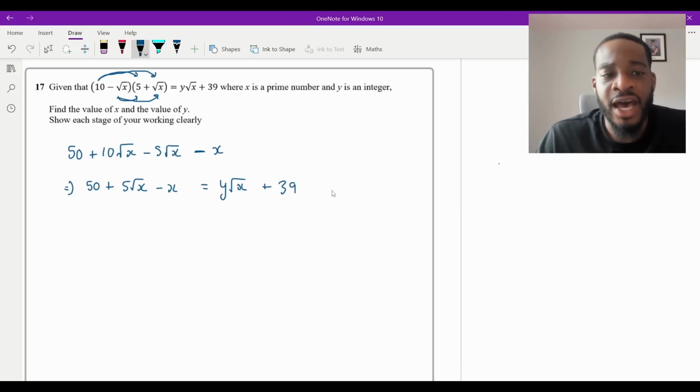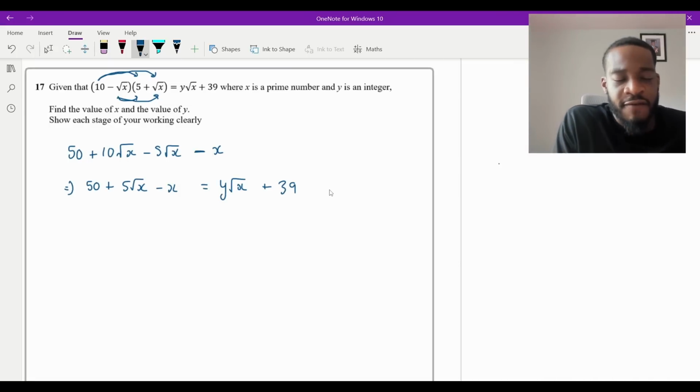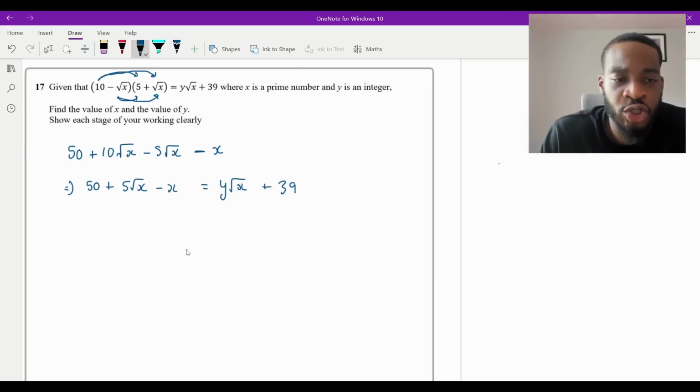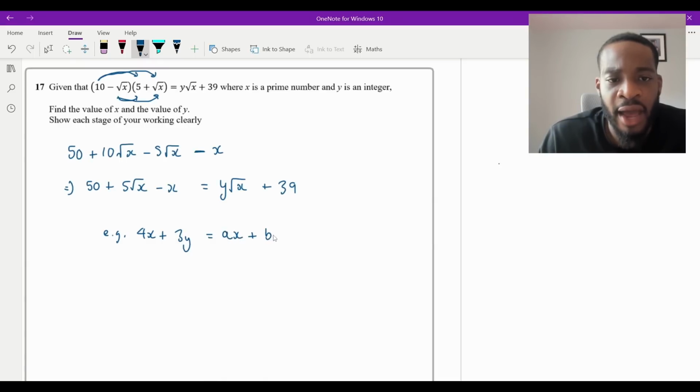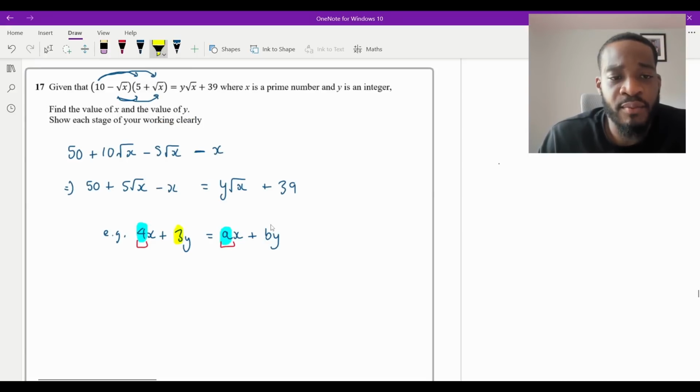Now, when you get here, we're going to use a little tool called comparing coefficients. And what that means is if two things are the same algebraically, left side and right side, it must mean that the coefficients are equal as well. So I'll just give you an example. Let's say I had 4x plus 3y, and I'm saying that this is equal to ax plus by. Since these are the same, it means that the coefficients, the numbers multiplying the terms here, have to be the same. That 4 has to equal the a, and this 3 must equal this b. And that's exactly what it means. And we're just going to make use of that.